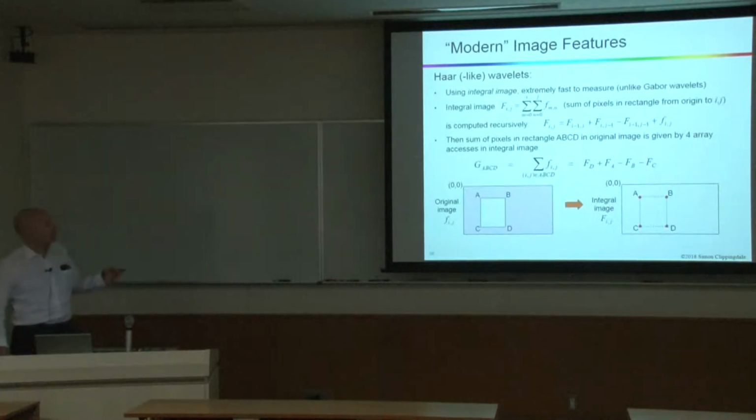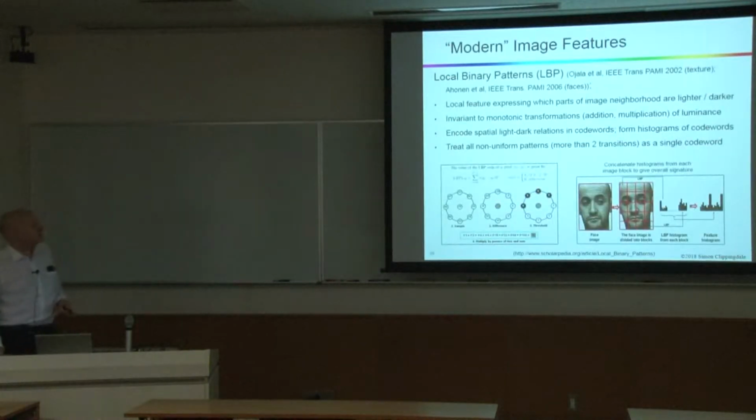They can also be computed very, very quickly using a thing called an integral image. You compute the integral image once, and then 4 accesses to that image will give you the average brightness of any rectangle in the image. So they're very quick to compute.